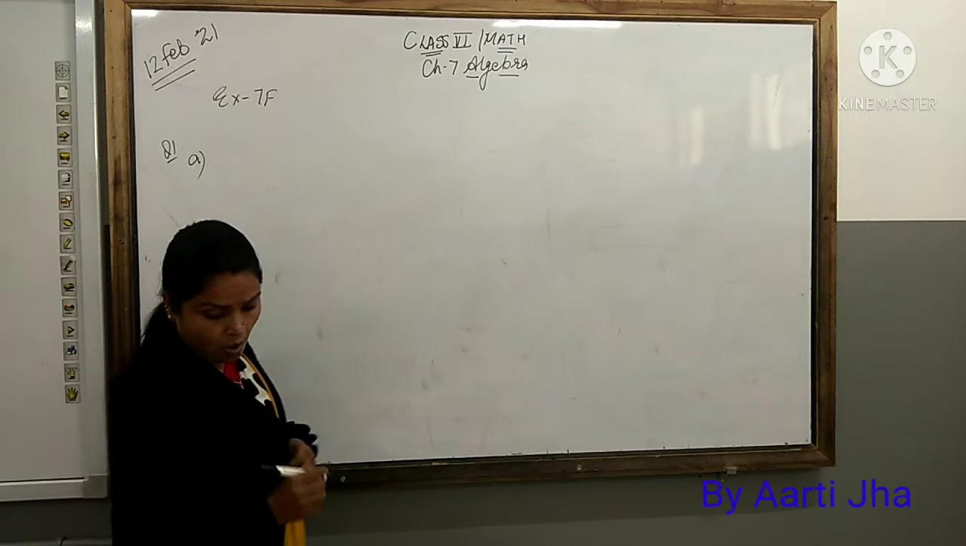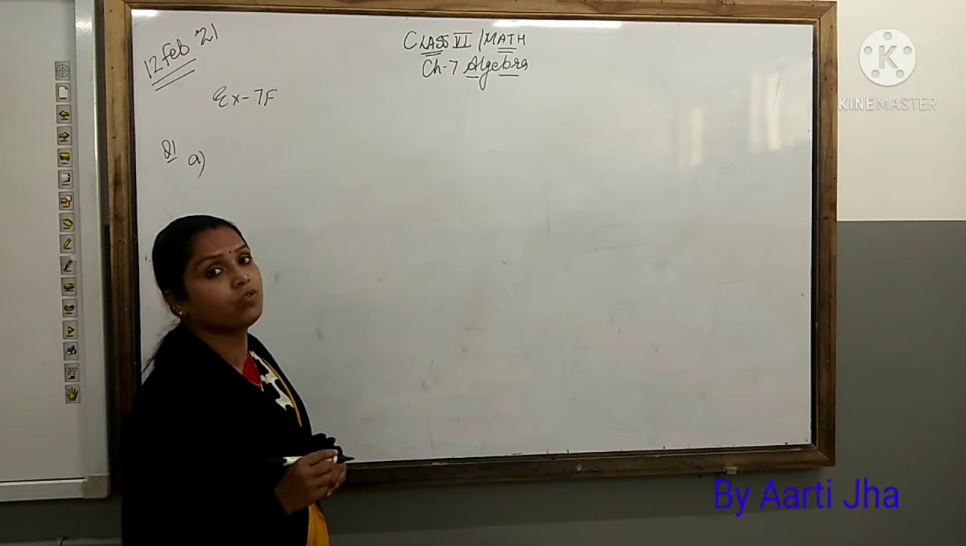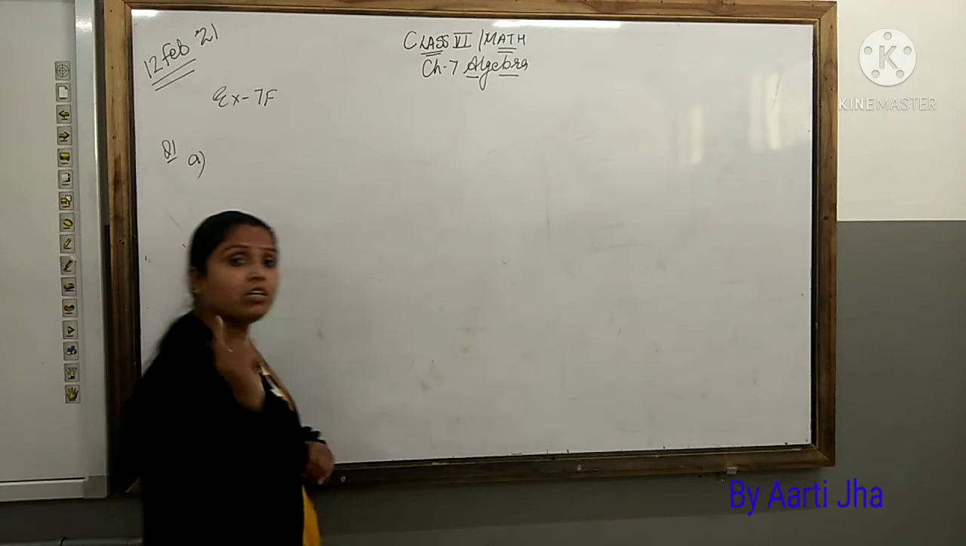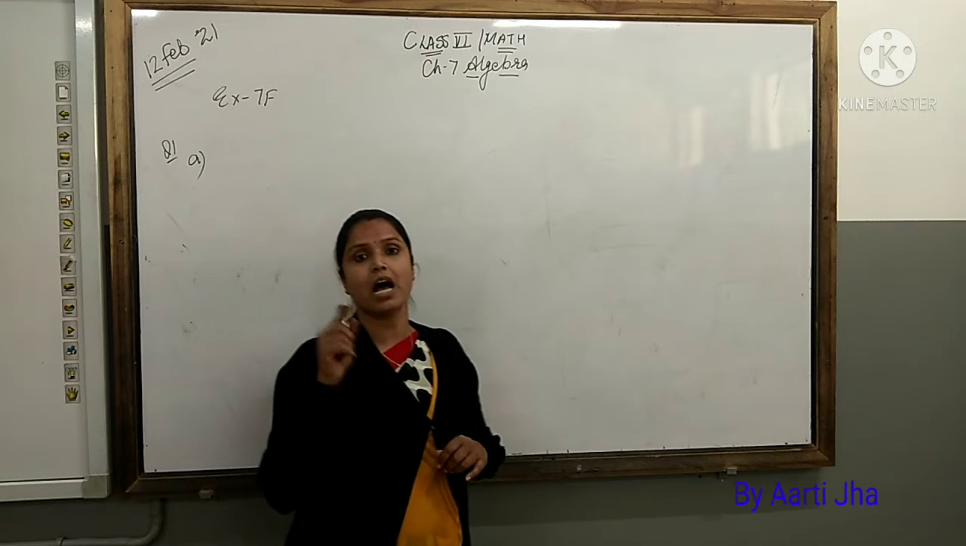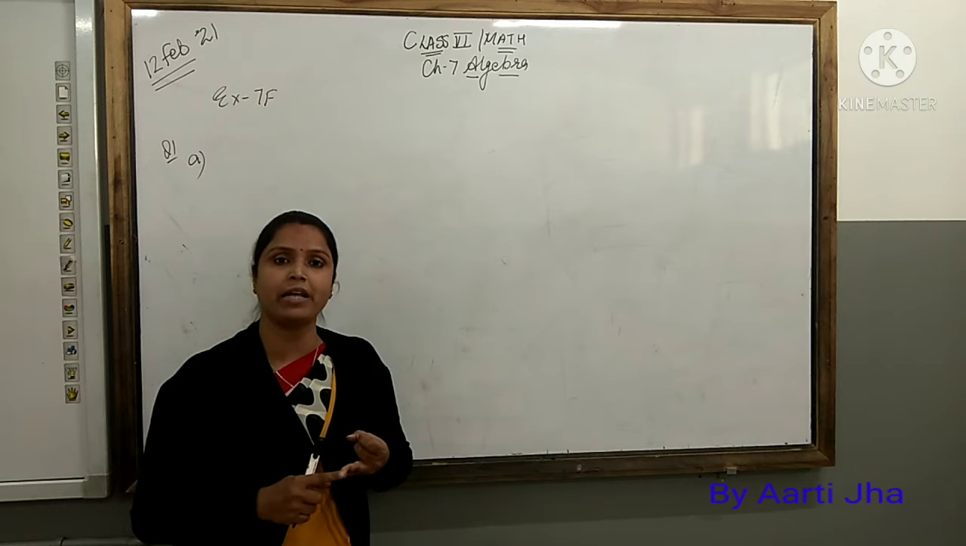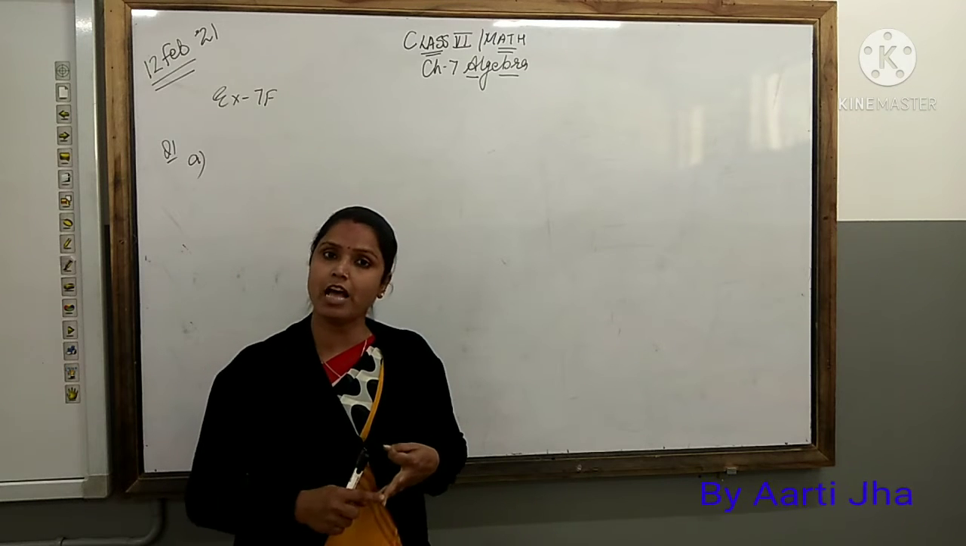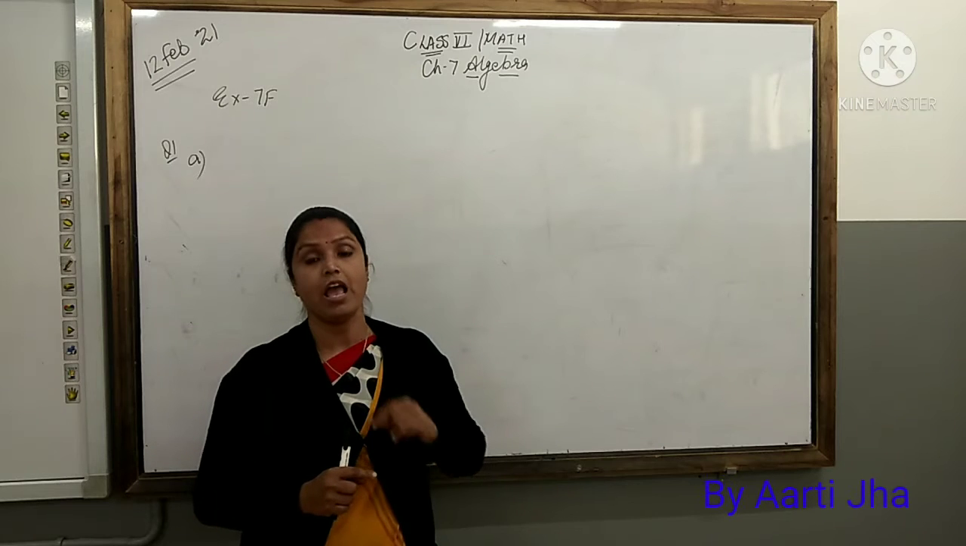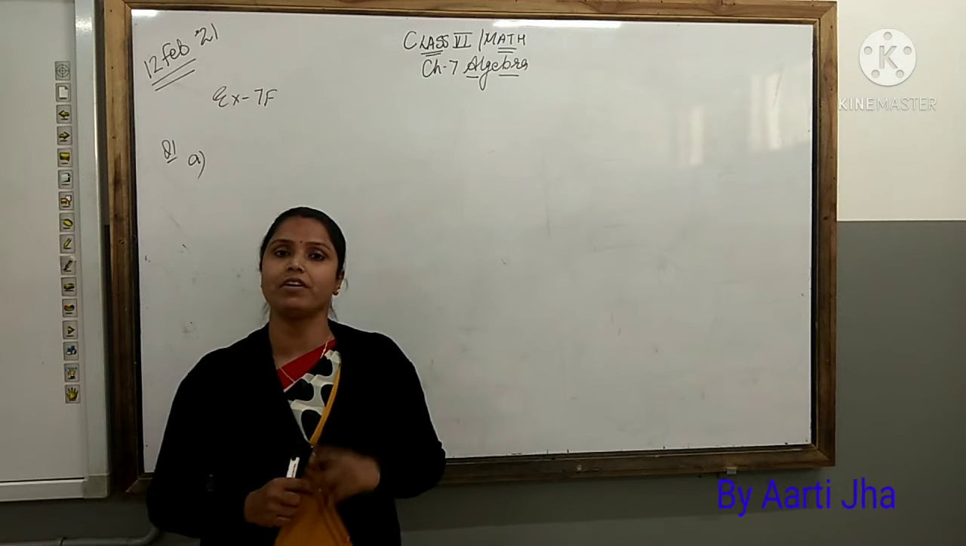The sum of 5 and y is equal to 18. What is the meaning of sum, children? Sum is the answer of plus. Difference is the answer of minus. Product is the answer of multiplication. And quotient is the answer of divide.